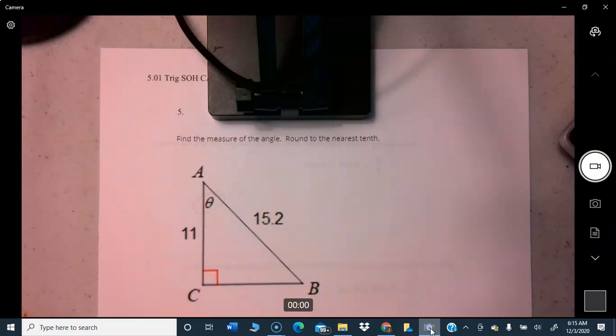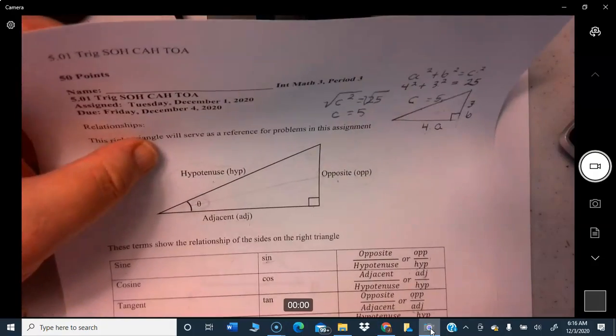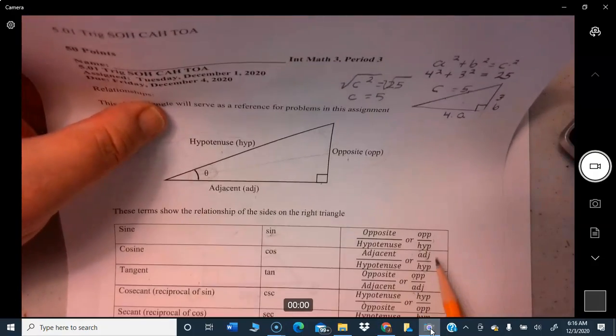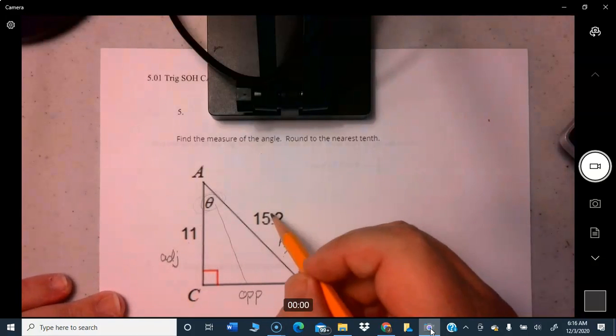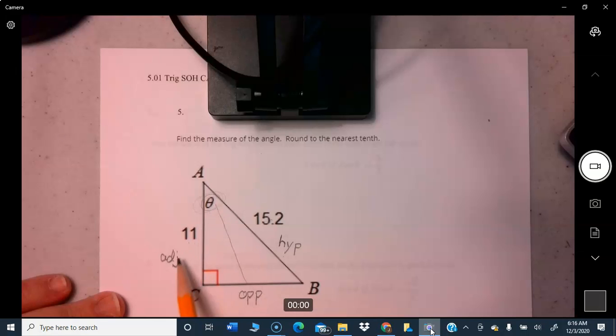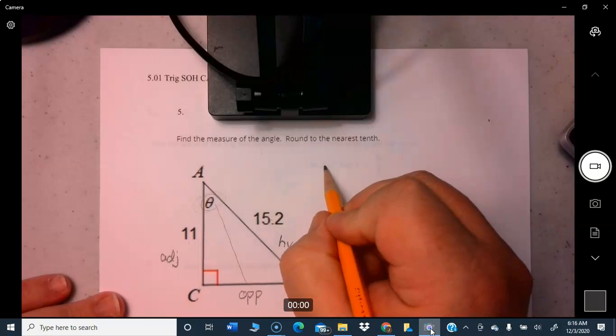So again, first thing, they'll always start off labeling the sides. So we need to find this. The things we know are these two sides, which are adjacent and hypotenuse. So again, go over here, and adjacent and hypotenuse are right there. And that's going to be a cosine function. So the way you write that is, the cosine of this angle is the adjacent over the hypotenuse. So you write it like this.